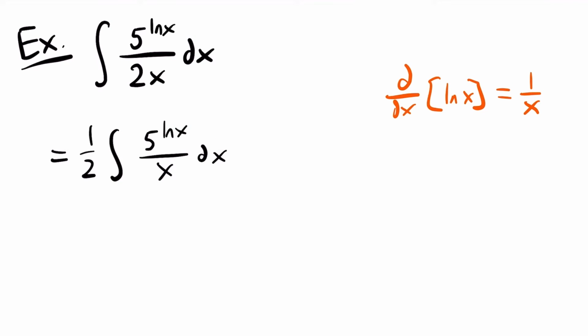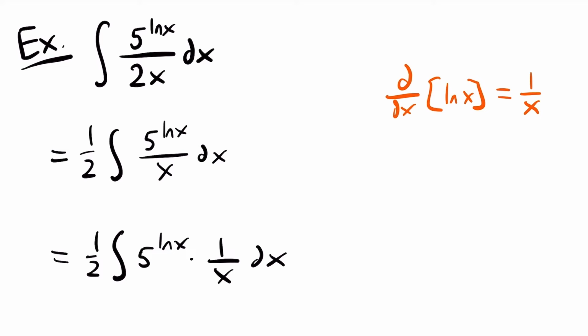Well, maybe you don't see it right away, but we could rewrite this integral to be equal to 1/2 times the integral of 5 to the power of the natural log function times 1 divided by x dx. Right? If we were to multiply these two functions together, we would have this function right here. And so the derivative of the natural log function is in our integral here. And so u-substitution is going to work here if we set u equal to the natural log of x.